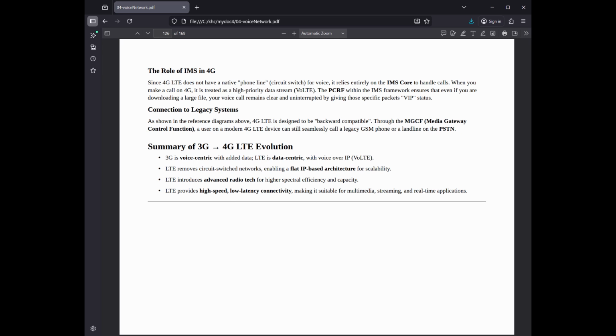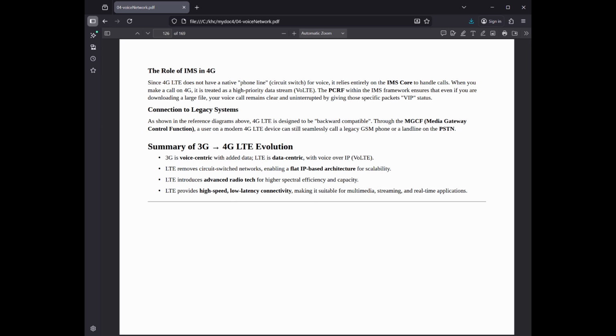Connection to legacy systems: as shown in the reference diagrams above, 4G LTE is designed to be backward compatible. Through the MGCF, the Media Gateway Control Function, a user on a modern 4G LTE device can still seamlessly call a legacy GSM phone or a landline on the PSTN.